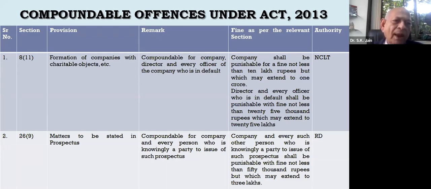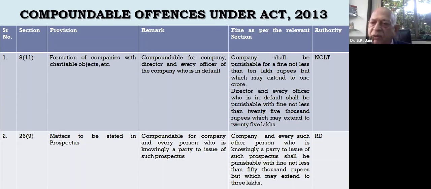So section 8(11), the provision is formation of companies with charitable object, and if there is a violation, then compoundable for company, director and every officer of the company who is in default. And officer who is in default, we have already dealt with, it is section 2 subsection 60. Then fine is also there. Company shall be punishable with a fine not less than 10 lakh rupees, so RD cannot impose fine less than 10 lakh, but which may extend to 1 crore. Now, the discretion is between 10 lakh to 1 crore.